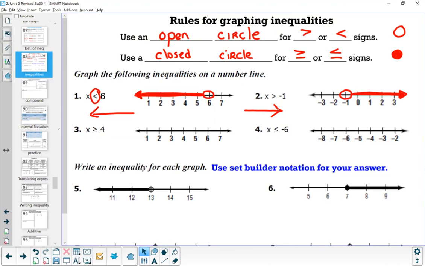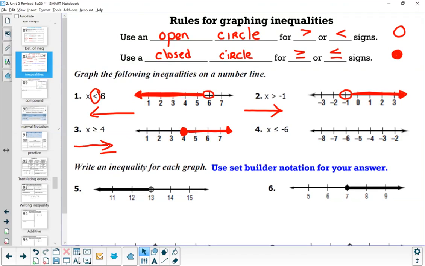All right, number 3. x is greater than or equal to 4. So now this time we're going to use a closed circle, meaning we're going to draw a circle and shade it in at the number 4. And then we're going to shade up the number line. Okay, so again, there's your symbol. If you want to think of that as an arrow going up the number line.